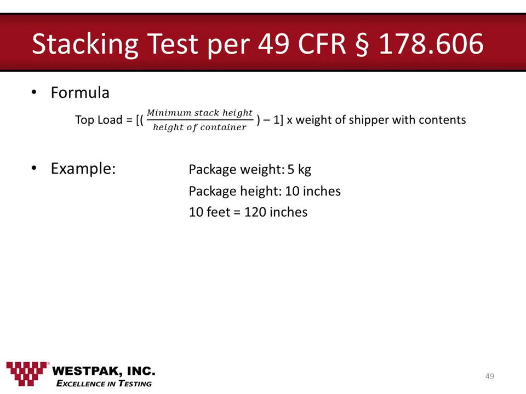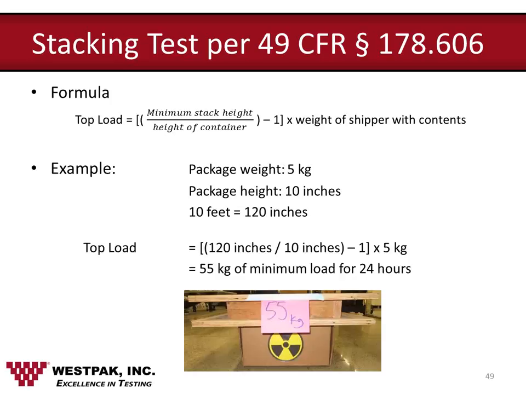Okay, so now that everyone's had time to calculate this in their heads or take out their pencil and paper and calculators, we could do this calculation. You take 120 inches and divide it by 10 inches and subtract 1, and that gives you 11. Then you multiply it by the rated weight of your package system, which is 5 kilograms, and you get a test value of 55 kilograms for a minimum of 24 hours. And that is how you would complete this compression test.